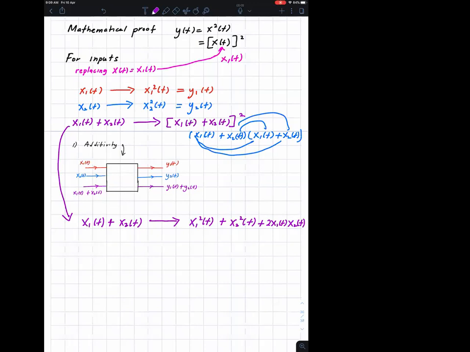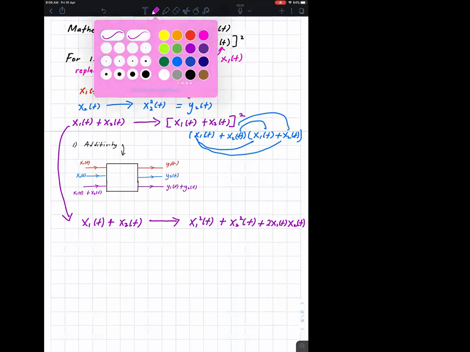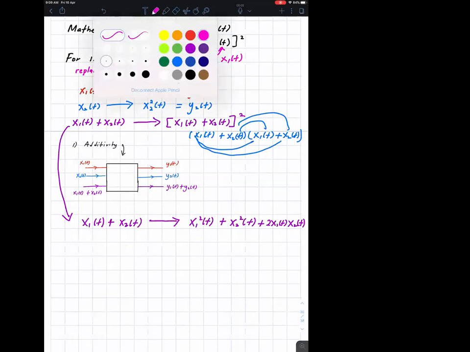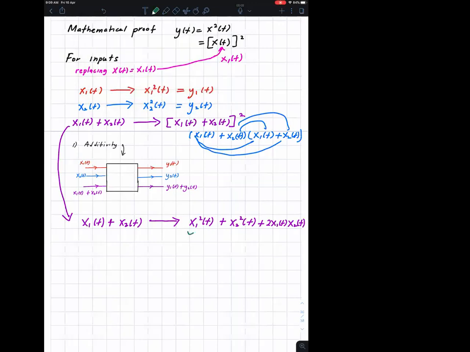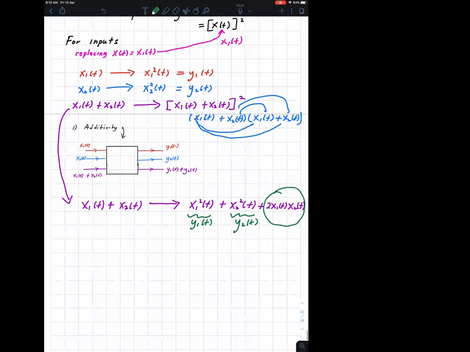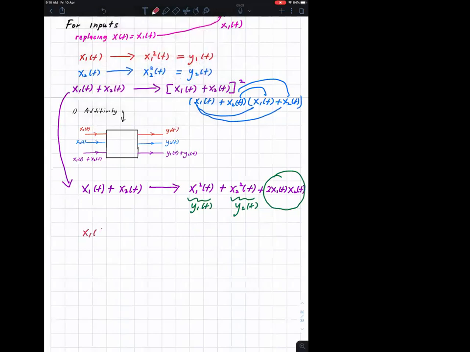Very good. If you look at this, this is y1t. This is y2t. So we have additional garbage here, you see. To be able to maintain linearity, x1t plus x2t should only give you y1t plus y2t.